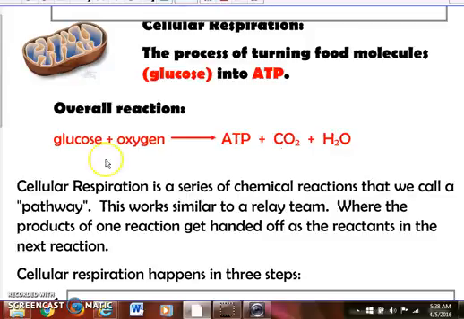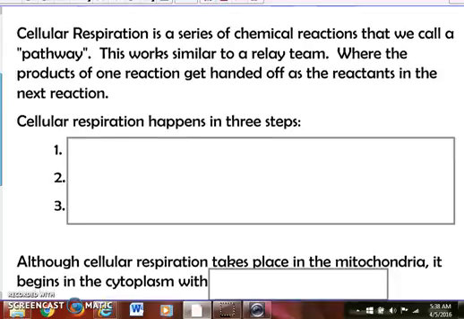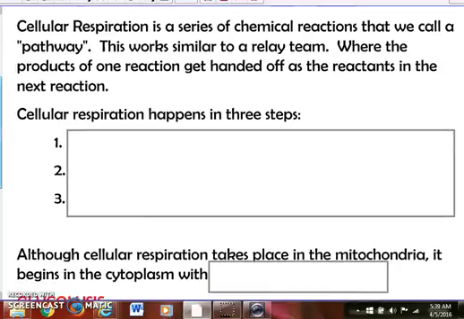All right. So cellular respiration, very similar to photosynthesis, is a series of chemical reactions. And we call that a pathway. And this works similar to a relay team, where the products of one reaction get handed off, kind of like the baton gets handed off to the next runner. The product at the end of one chemical reaction gets taken to another chemical reaction where it's the reactant, I'm sorry.